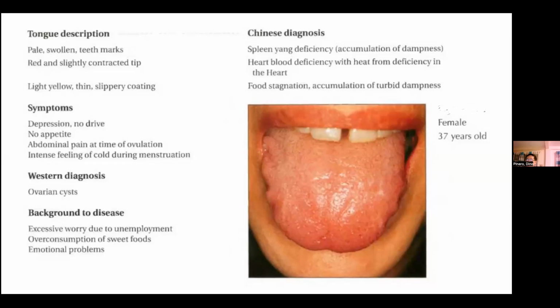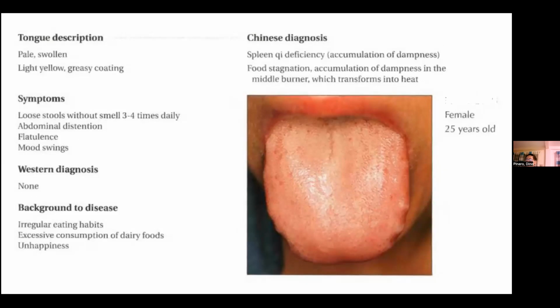Ang symptoms, there is depression, no drive, no appetite, there is abnormal pain at time of ovulation, there is intense feeling of cold during menstruation. Sa Western diagnosis, meron siyang ovarian cyst. Sa background to disease, there is excessive worry due to unemployment, overconsumption of sweet foods, emotional problems. Okay po.